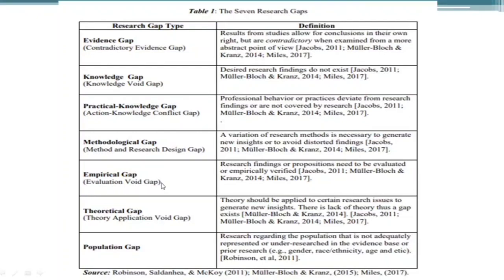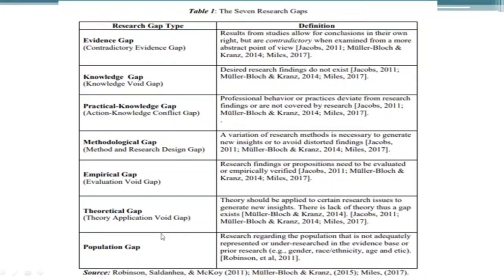And the next is empirical gap. So the empirical gap is a type of research gap that deals with the gaps in the previous research and deals with the research findings or propositions or hypotheses that need to be tested and empirically verified in different populations or in different scenarios. And the next is theoretical gap.